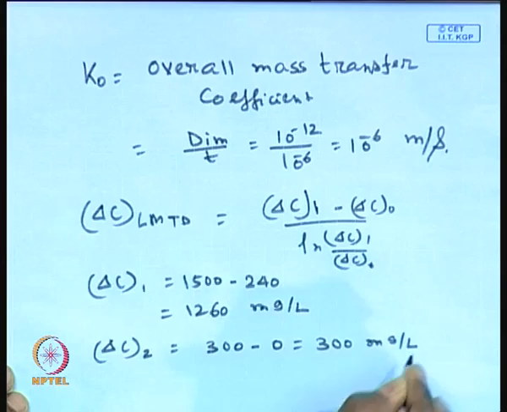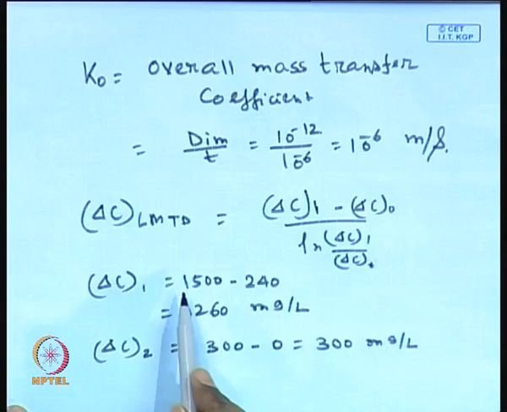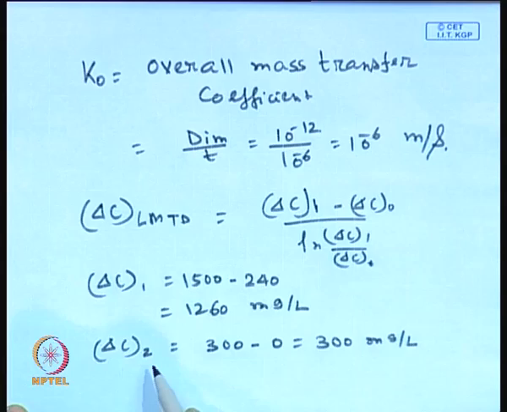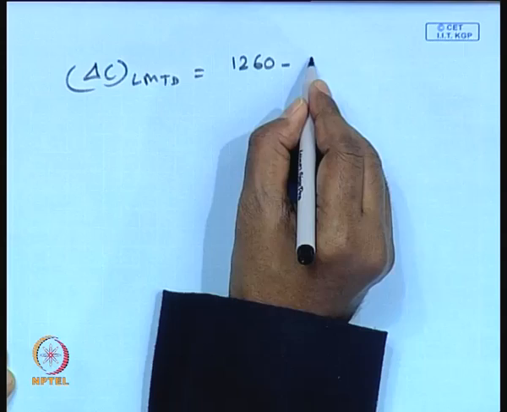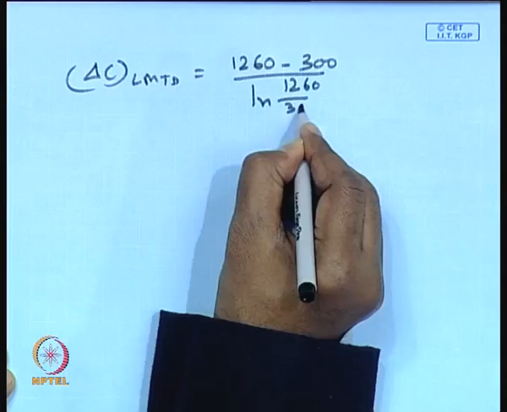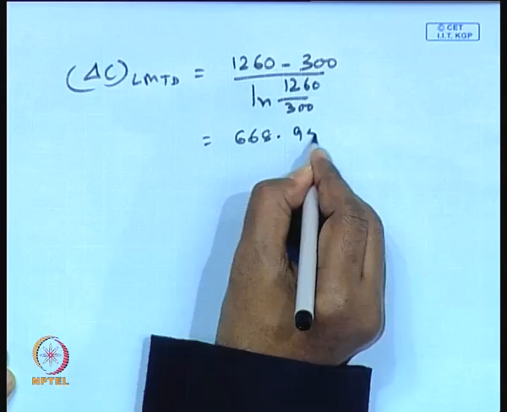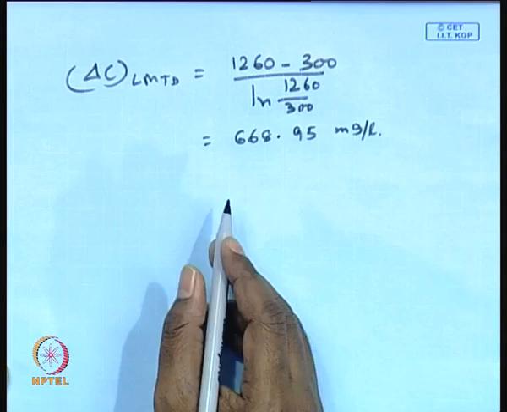So, this is the concentration difference at the inlet point of the feed, and this is the concentration difference at the exit point. Okay. So, you will be in a position to calculate delta C L M, we should call it L M C D, but anyway, we know the meaning of it. 1260 minus 300 divided by ln 1260 divided by 300. It turns out to be 668.95 milligram per liter.